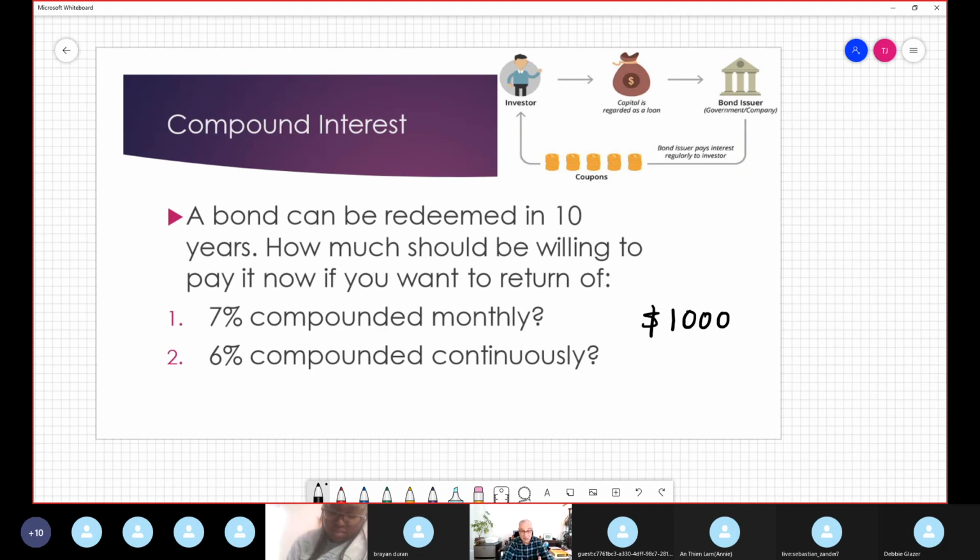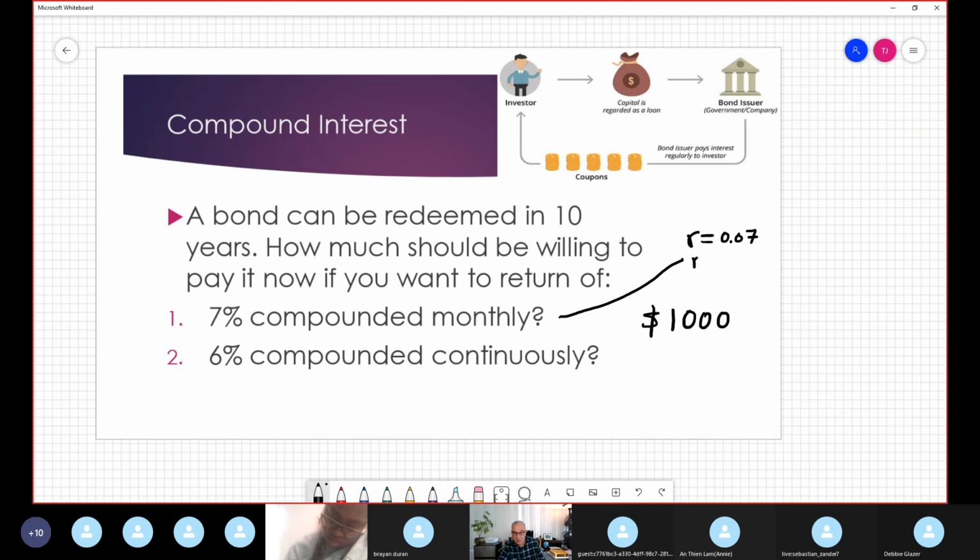So the challenge is, what is the price in the present value? A bond can be redeemed in 10 years. How much should you be willing to pay for it right now if you want a return? Well, we have two possibilities, because when you negotiate the price, you have 7% compounded monthly, or 6% compounded continuously.